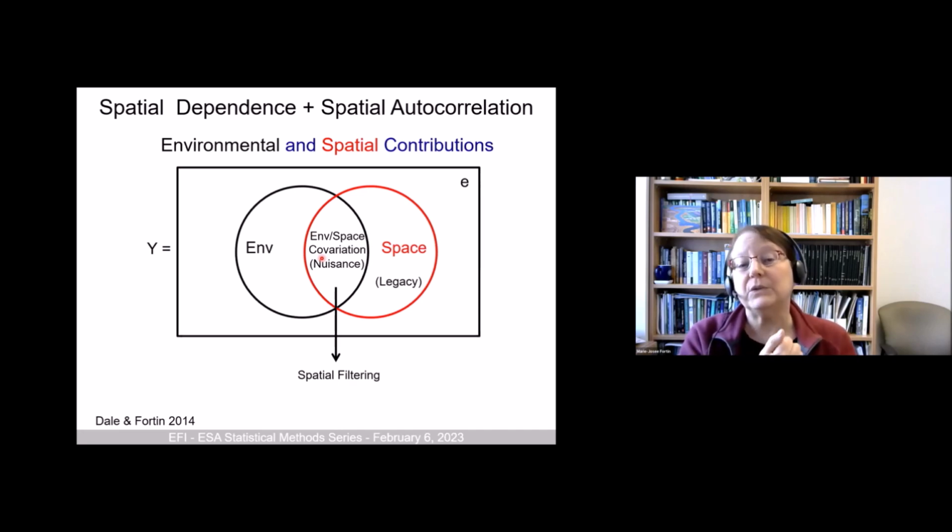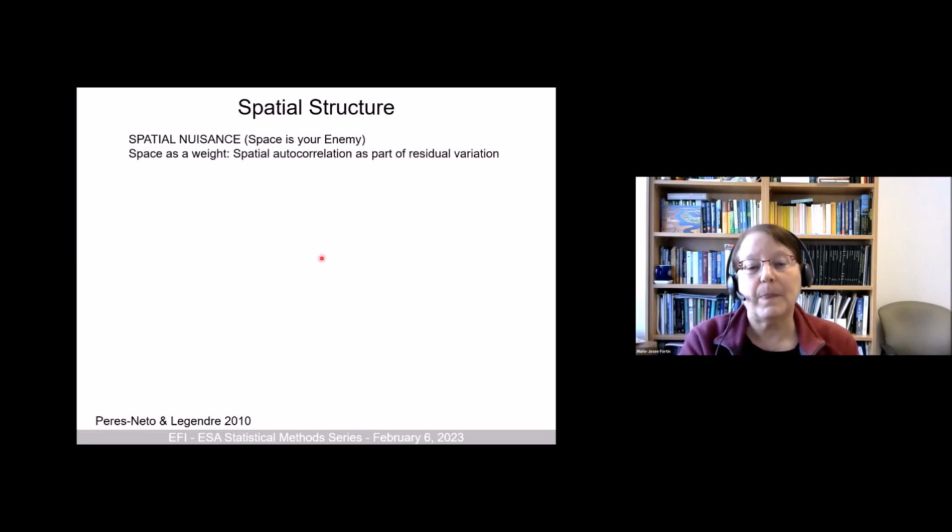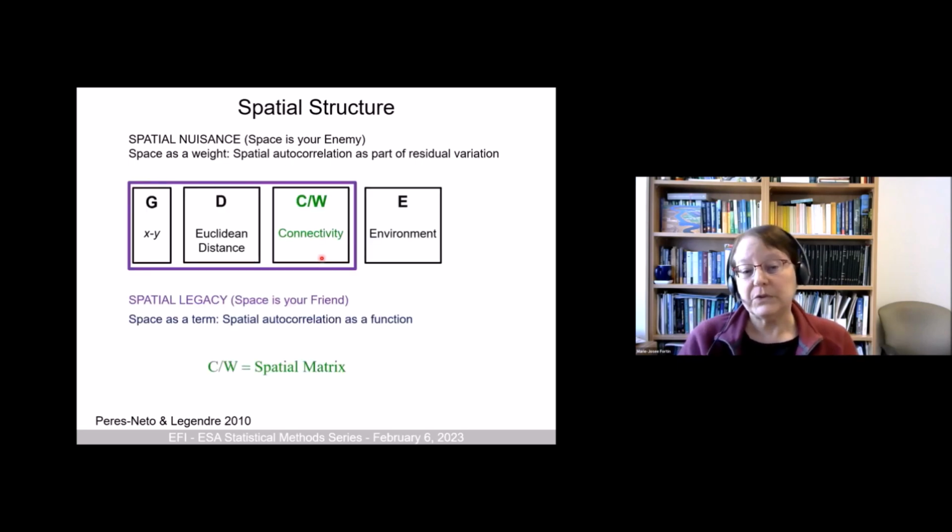So we may want to filter that out. So you need to understand where is the influence of space in your covariables. Then people will talk about the overlap as a statistical nuisance for regressions, and that's your enemy. So you would like to get rid of it, and you would like to account for spatial autocorrelation in the residual of your regression. Then other people say, no, space is your friend, so you want to include it in your regression as a parameter.